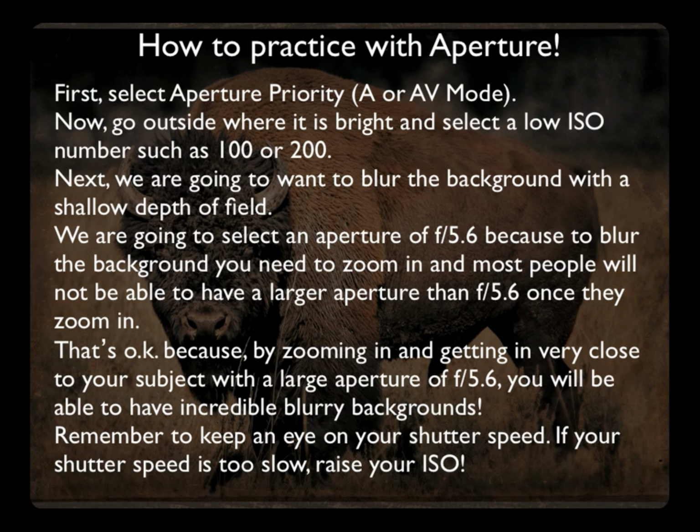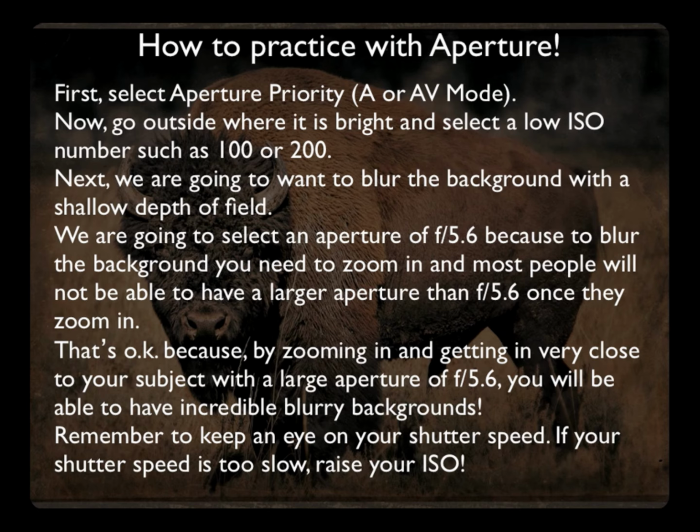How to practice with aperture. First, select Aperture Priority, A or AV mode. Now, go outside where it's bright and select a low ISO number, such as 100 or 200. Next, we're going to want to blur the background with a shallow depth of field. We are going to select an aperture of f5.6.